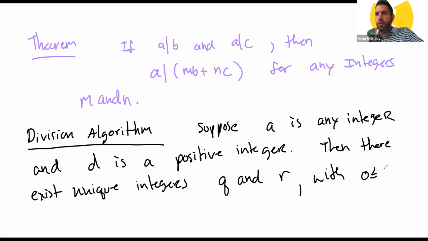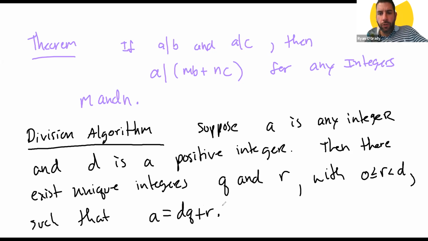By the way, you're choosing these letters so that you might remember some of these words. So why are we choosing D and Q and R? Well, you might remember words from your childhood like divisor, quotient, remainder. That's what you should be thinking about with these numbers.